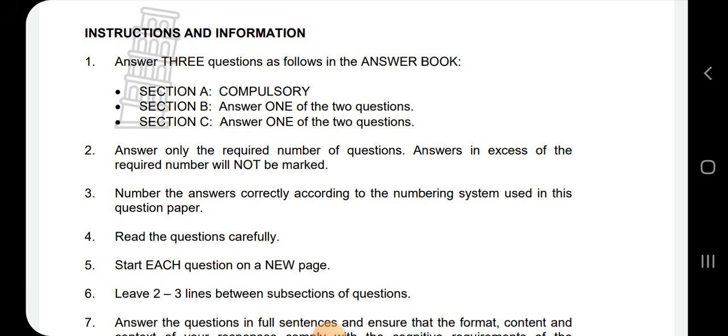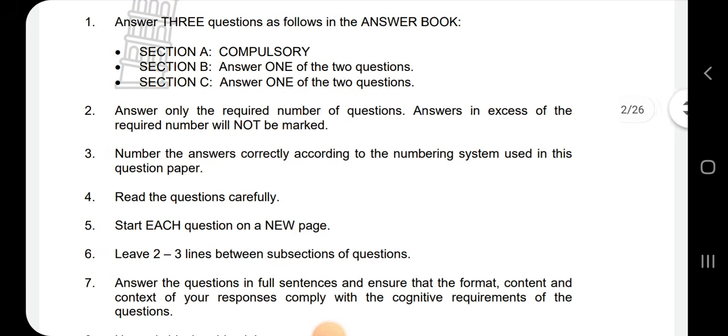So instruction number 1 says, answer 3 questions as follows in the answer book. Section A is compulsory. Section B, you are given 2 questions but answer 1 of the 2 questions. And section C, which is an essay type question, you're also going to answer 1 out of the 2 essay questions. And then number 2 says, answer only the required number of questions. Answers in excess of the required number will not be marked.